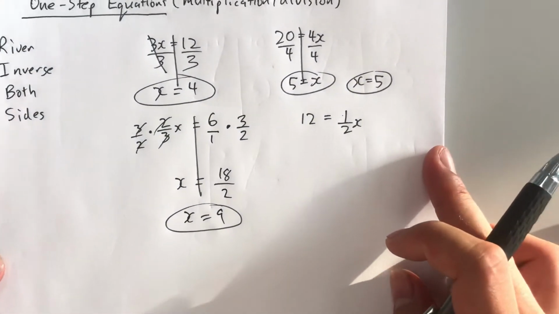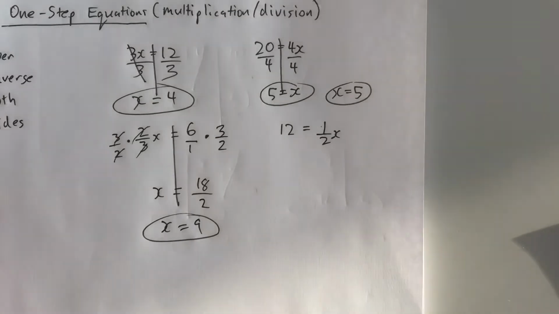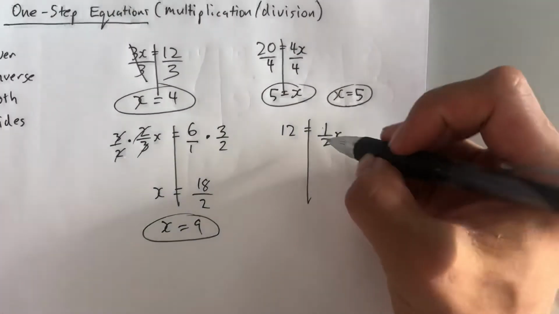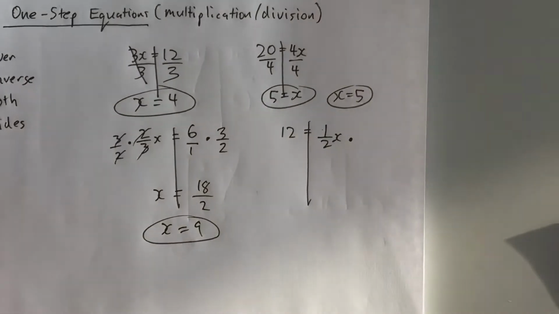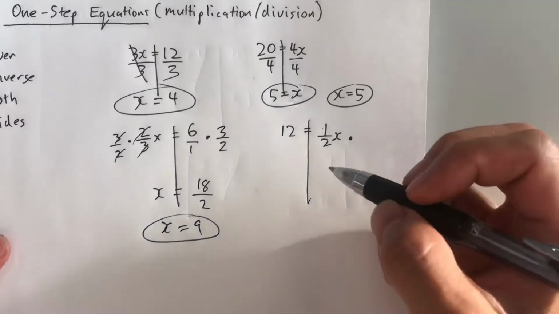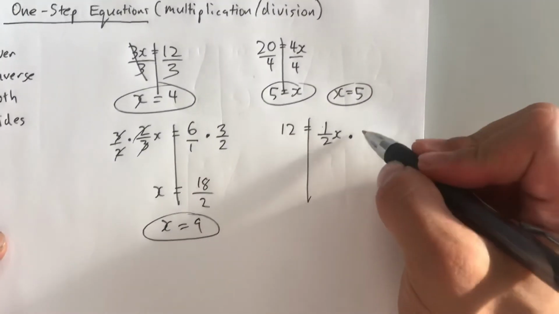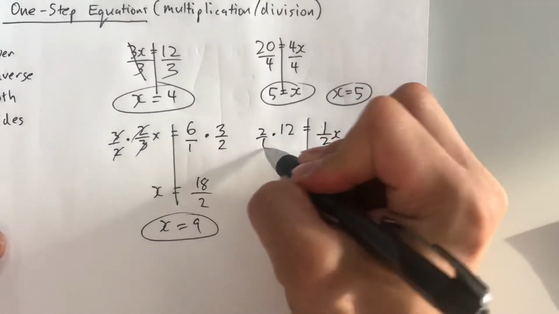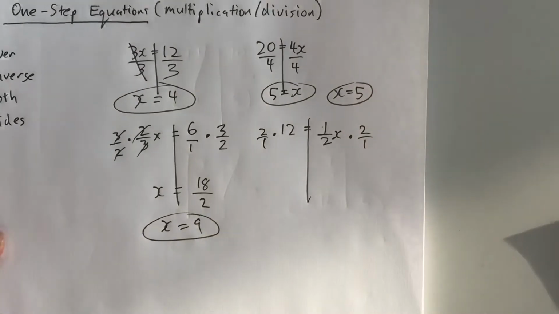Let's take a look at it one last time with the division. If you see a fraction, it's basically division. So your inverse operation after the river has to be multiplication. To get rid of any fraction, you are going to use its reciprocal. So I'm going to put 2 over 1 times 2 over 1. So what you do to one side, you do to the other, okay?